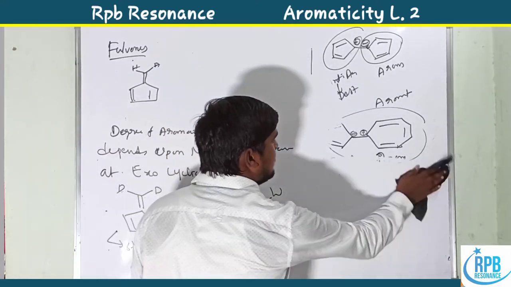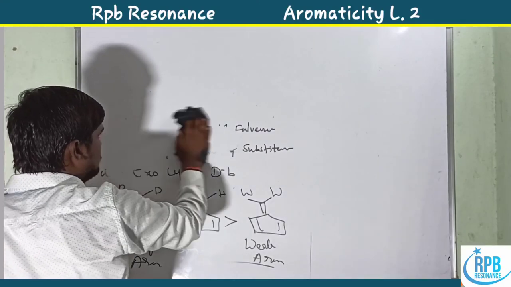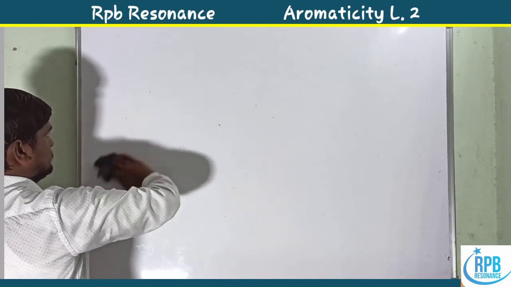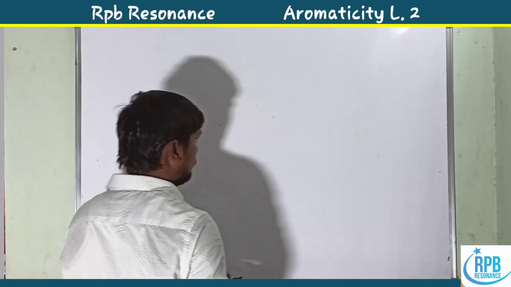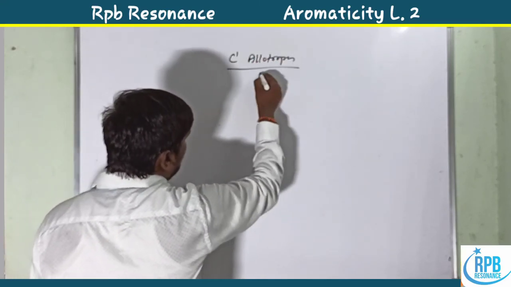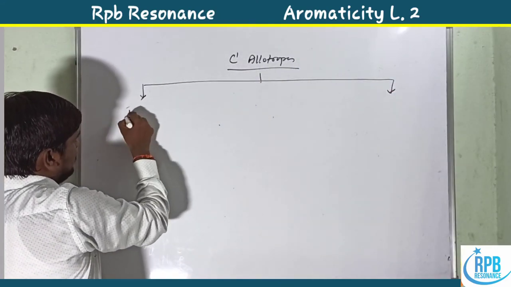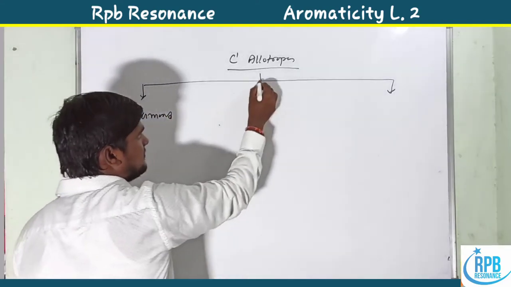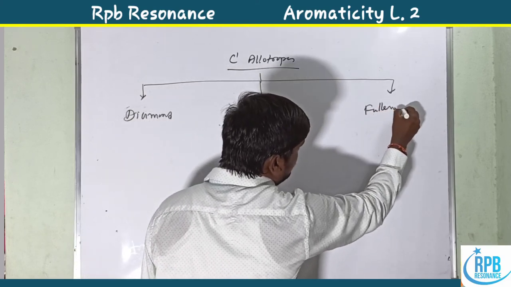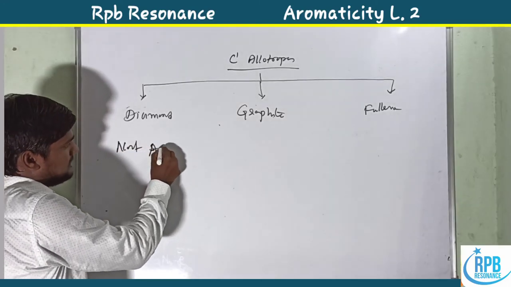Now finally let's discuss the allotropes of carbon atoms. Okay, now here are the carbon allotropes. Several types of allotropes are there, but we are discussing very few compounds. So this is diamond, sp3, graphite, sp2, fullerenes. Okay, so diamond is not an aromatic system. Why? Because it is an sp3 atom. So this is non-aromatic.